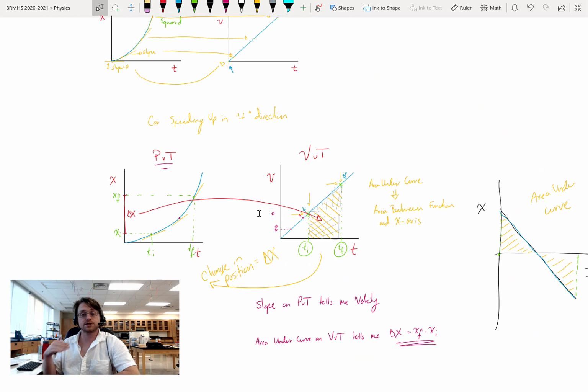There's some stuff about position versus time and the velocity versus time motion graphs. Go look at some interactives. See if you can do some of those graph matching and interpreting position, velocity, time graphs.